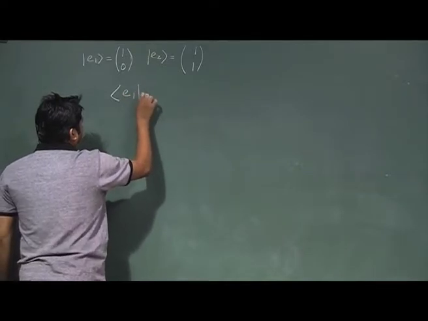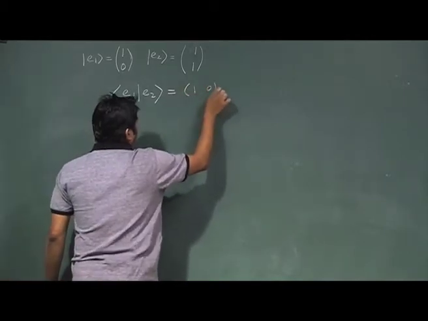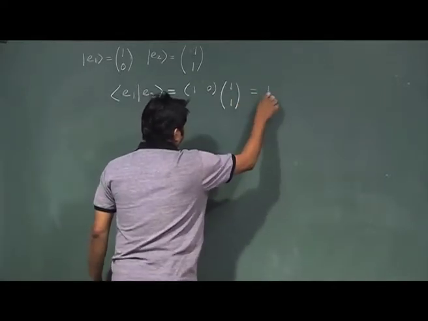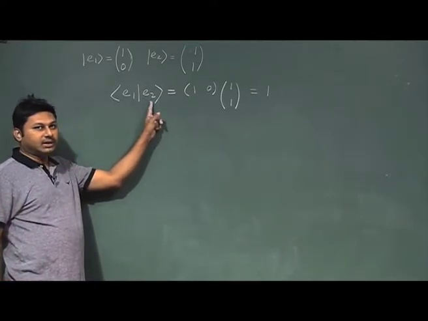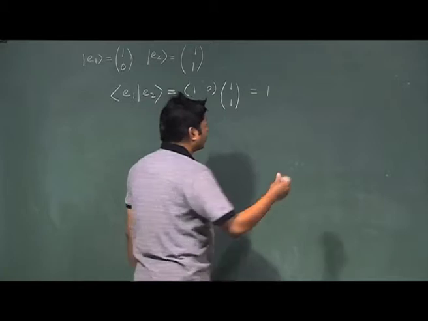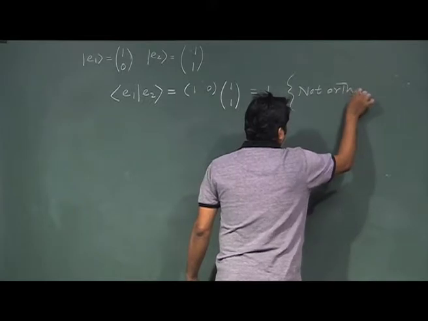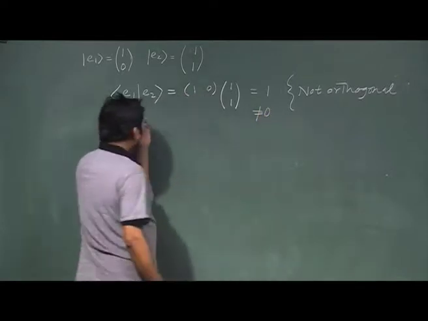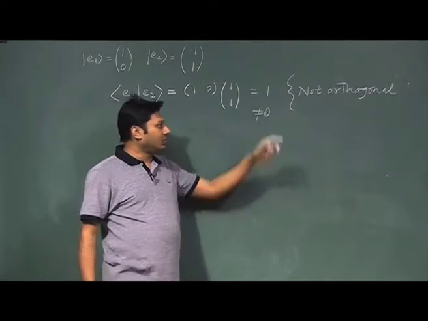E1, E2, 1 0 and 1 1, it is 1. For the first time we are getting that E1 and E2, two different vectors, when I take the inner product it is not equal to 0, it is 1. That means they are not orthogonal, because this is not equal to 0. If the inner product between two vectors is not equal to 0, in this case 1, they are not orthogonal.